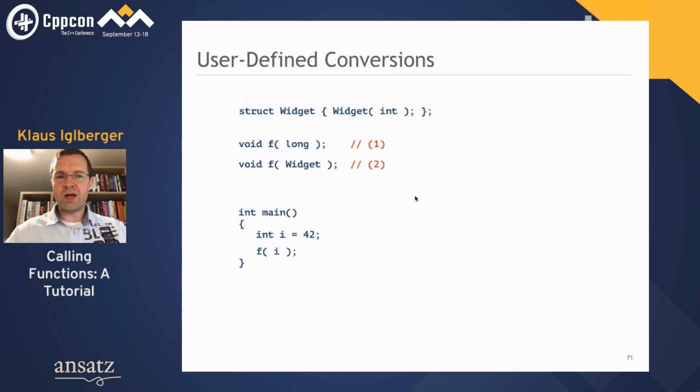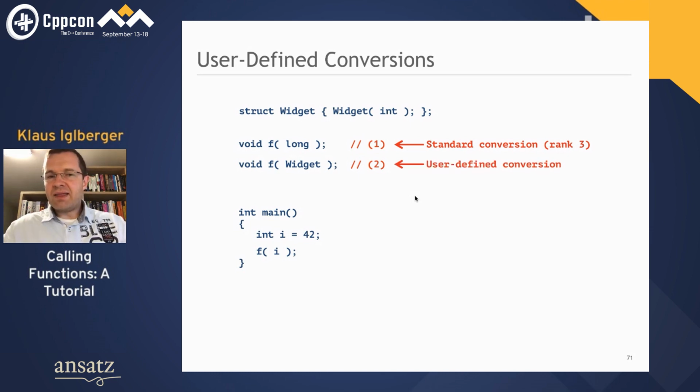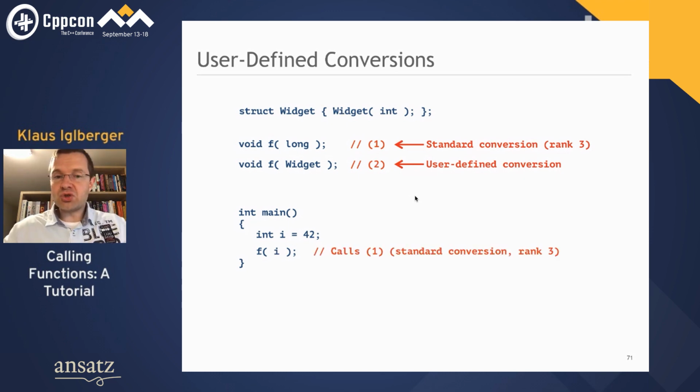For instance, in the following way, again, I have an integer that I pass to a function, and now I have two functions f. One takes a long, one takes a widget. And note, again, the widget has a constructor that takes an int, so I can construct a widget by means of an int. In this particular example, function 1 would be ranked 3. It would be a conversion from int to long, so a standard conversion. The second function, however, is ranked as a user-defined conversion. So in this particular case, function 1 wins.